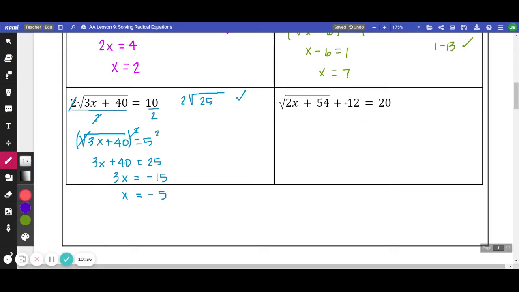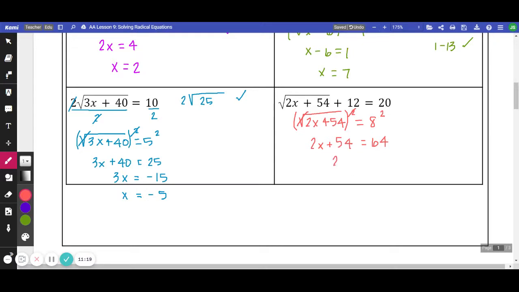12 is outside the radical, so I'm going to begin by moving it, by subtracting it from both sides. So if I subtract 12 here, then I have to subtract 12 on the right-hand side as well. 20 minus 12 is 8. This one also is a square root, a second root, so I'm going to use a second power to undo it. Second root and second power are inverses. They cancel each other out. And 8 squared is 64.